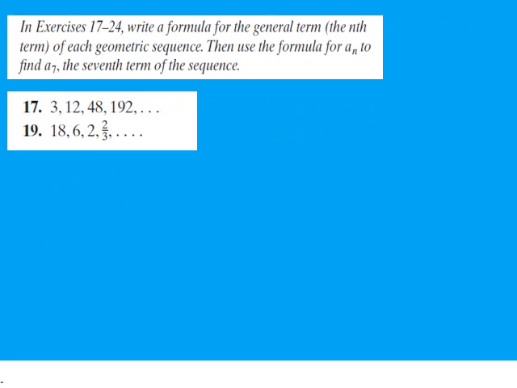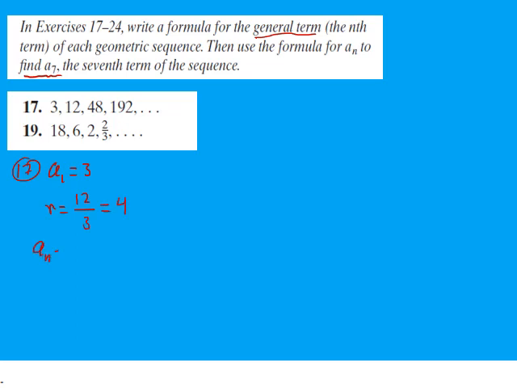From exercise 10.3 in the book, for questions 17 and 19, I wanted to figure out the formula for the general term, which is the nth term of the geometric sequence, and use this formula to find A7. So for question number 17, A1 is equal to 3, and the common ratio is 12 divided by 3, which is equal to 4.